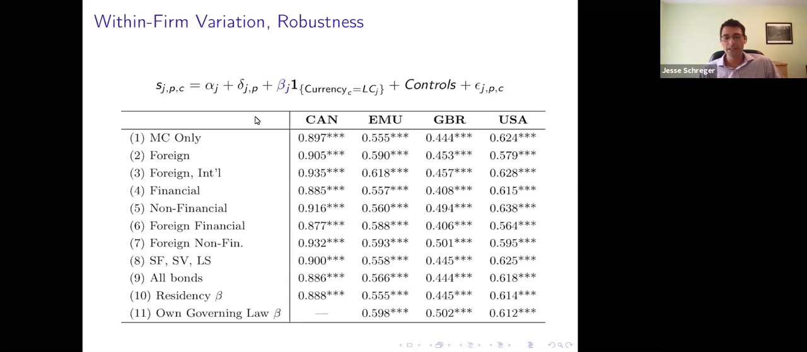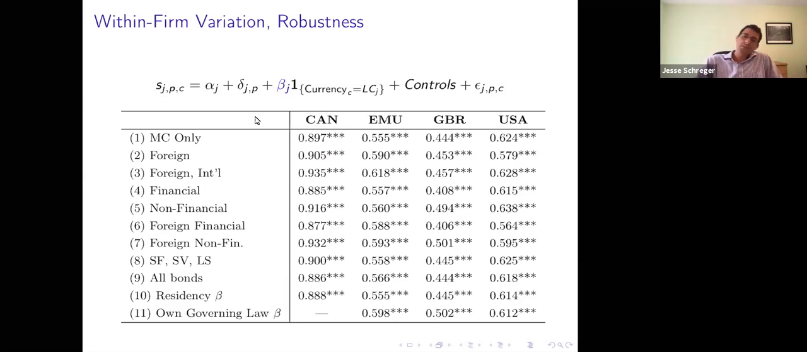We can do this exact same regression, but split for multi-currency issuers only, financial firms only, non-financial firms, foreign financial firms, foreign non-financial firms. We can look at structured finance, sovereign nationals. We can control for the residency of where a security is issued. We can control for the governing law. And so that's the idea of, we picked some, but you can imagine that each of these characteristics would form the basis of trying to understand an investment portfolio.